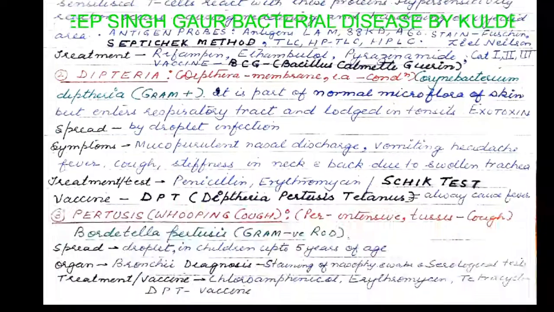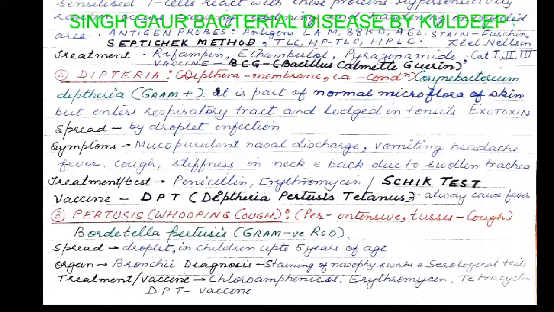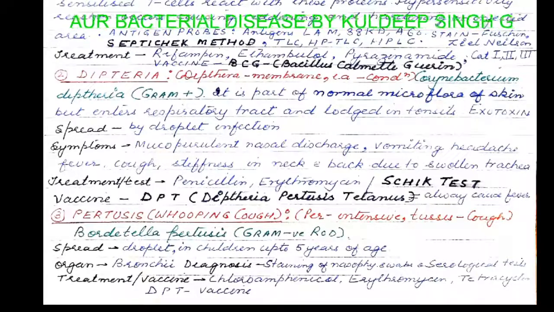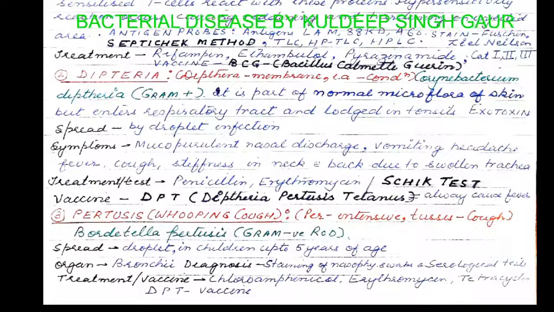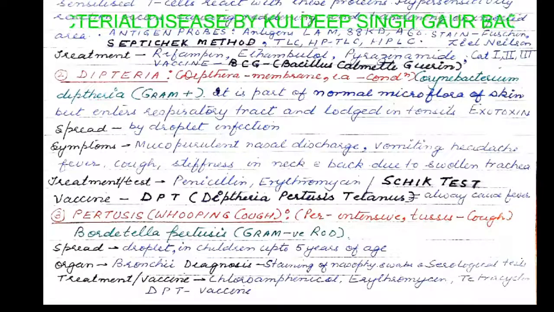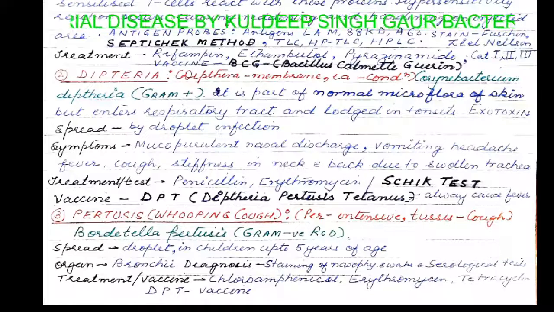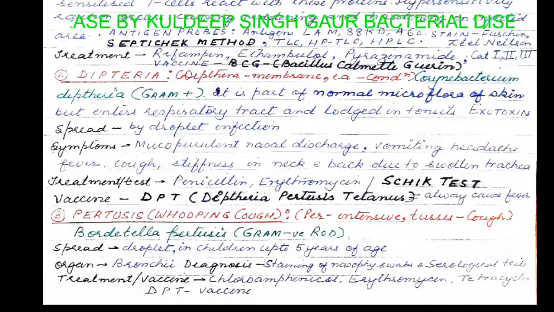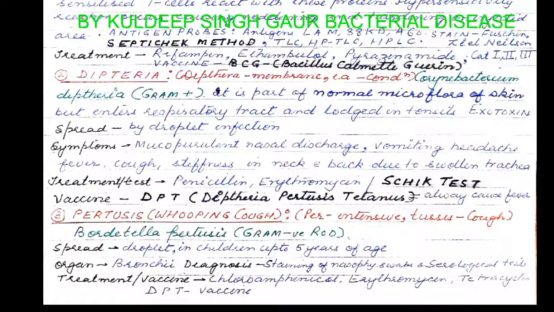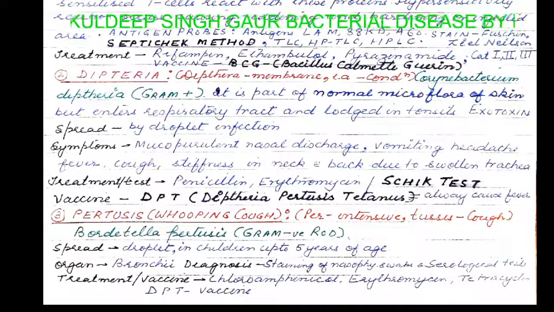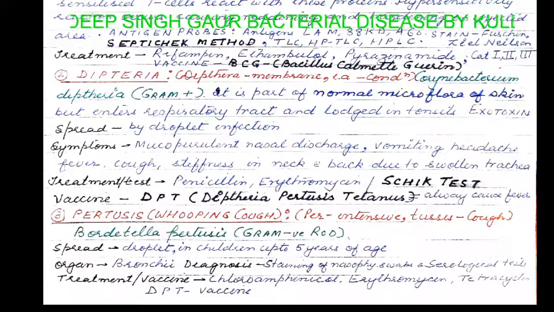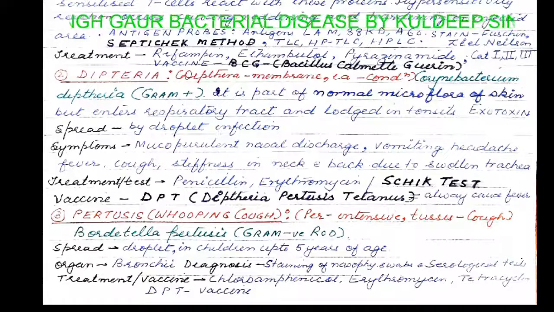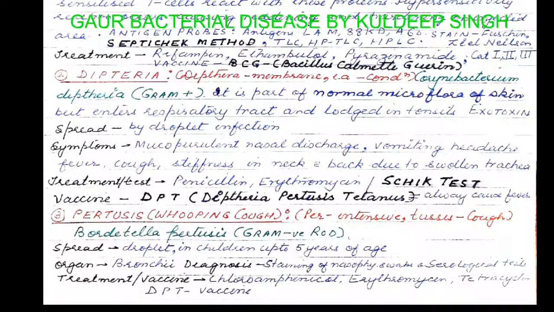The symptoms of diphtheria involve nasal discharge, vomiting, headache, cough, and stiffness in neck and back due to a swollen trachea. Now, penicillin and erythromycin can counter this pathogen, and the test is the Schick test. We have the DPT vaccine available for prevention of this disease, which is the diphtheria, pertussis, and tetanus vaccine. When we subject a person to this vaccine, fever always develops.